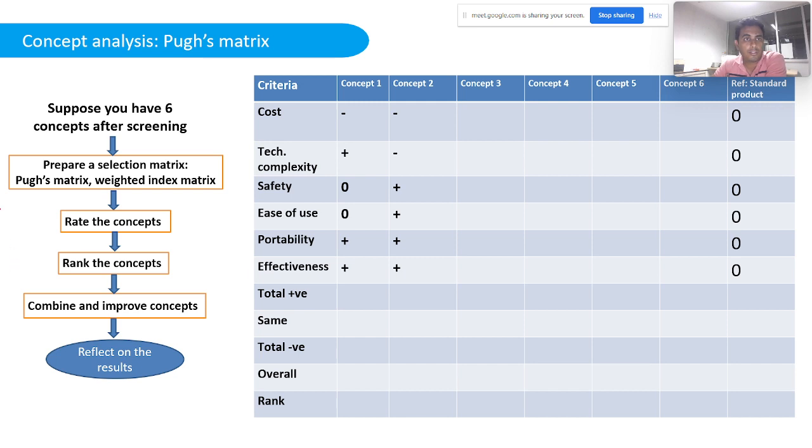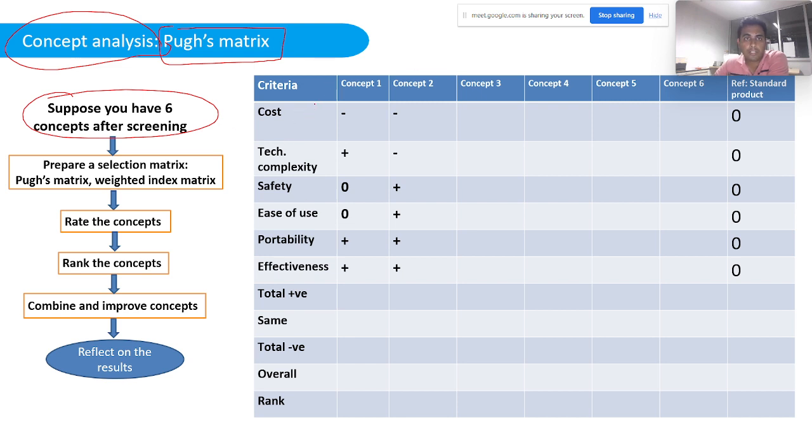So concept analysis is the process where we have certain concepts, we screen those concepts using certain techniques, and then we select a particular concept. This process is called concept analysis, and a very popular technique is what is called Pugh's matrix. Pugh's matrix is basically a particular table, a matrix, a technique which we use to select concepts. Let me give you an example of Pugh's matrix.